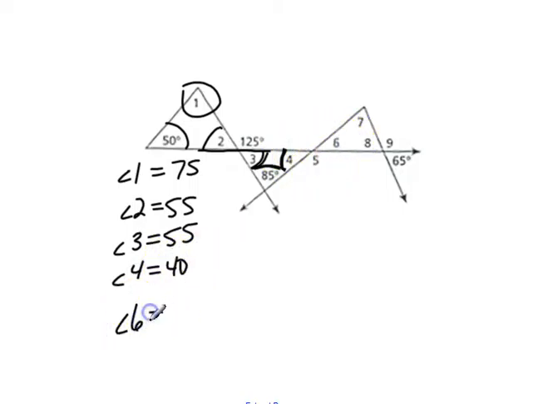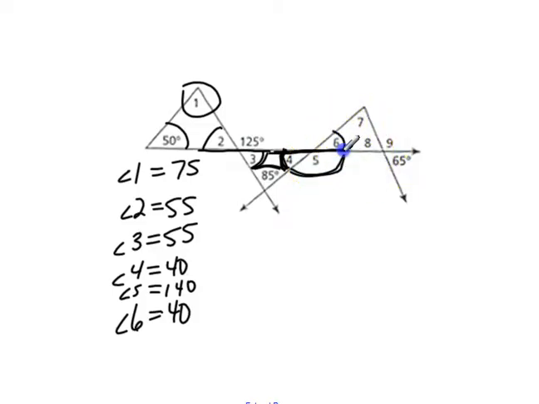But then let's look at angle 5. We don't know what its vertical angle is, but we have another straight line here. And since angle 4 is 40 and angle 5 is supplementary, angle 5 must be 140 because they have to have a sum of 180.